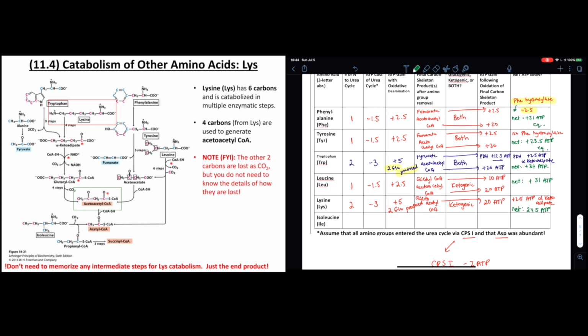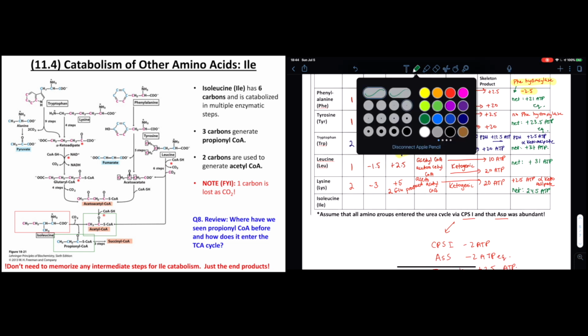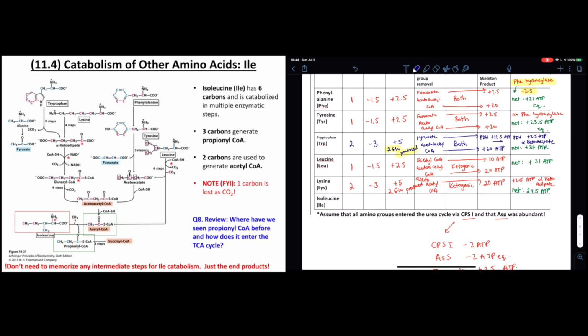All right, the last one is isoleucine. So let's do that one. And isoleucine is down here. So we see from this that you get 3 carbons generated as propionyl-CoA, and you get 2 carbons going into making acetyl-CoA. So let's write down in the table here. How many nitrogens does it have? It has 1. So you get minus 1.5. And you're going to get 2.5 produced through oxidative deamination. We produced an acetyl-CoA. And we also produced a propionyl-CoA.